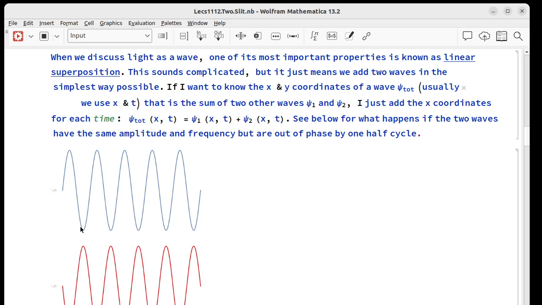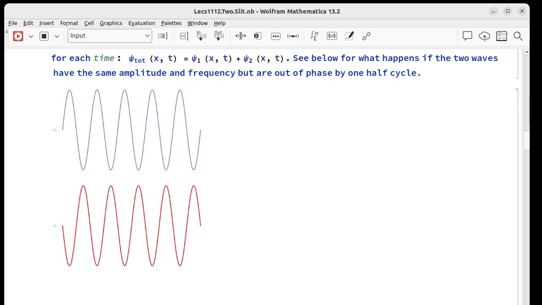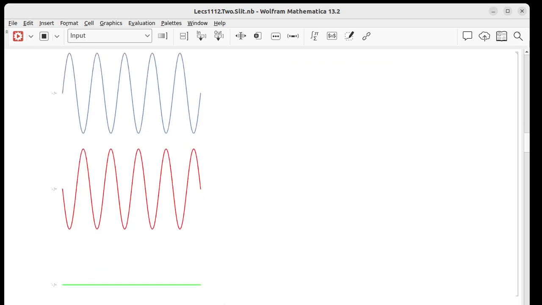So this is a maximum where that's a minimum, vice versa. If I add those up, what I would get is the flat green line. I wouldn't get anything. They would completely cancel each other out. This is also known as completely destructive interference. If we're using light waves, what this would mean is this area is dark. If we were using sound waves, it would mean this area is silent.